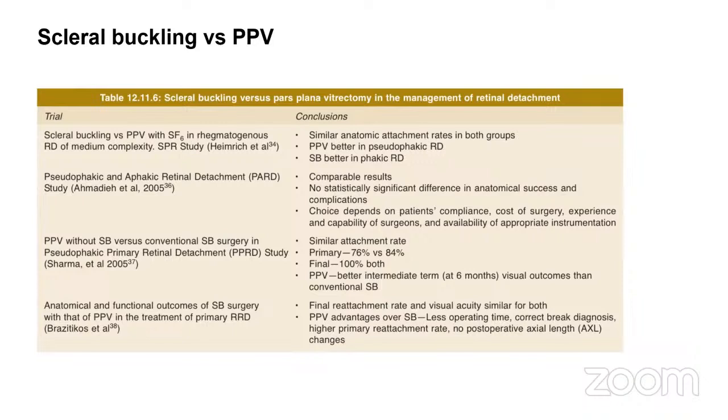Then PPV without scleral buckling versus conventional scleral buckling in pseudophakic primary retinal detachment. So here also similar attachment rate, with primary attachment of 76% in PPV and 84% in scleral buckling. Final is having 100% in both. And anatomical and functional outcomes of scleral buckling surgery compared with that of PPV in the treatment of primary RRD. So here also final reattachment rate and visual acuity is similar for both. So PPV is having a slight advantage over scleral buckling here.